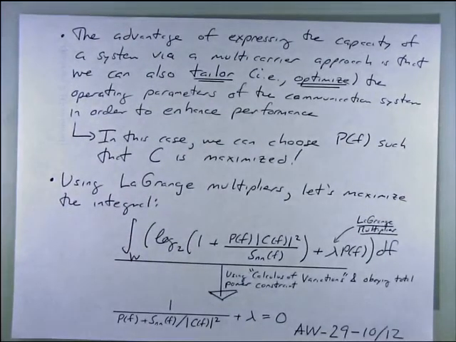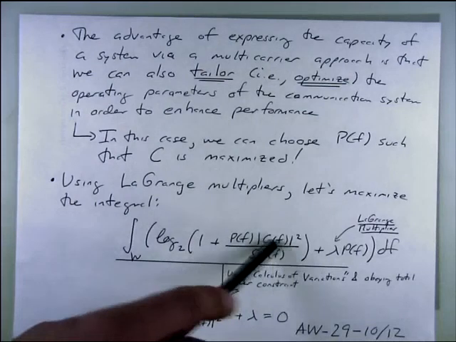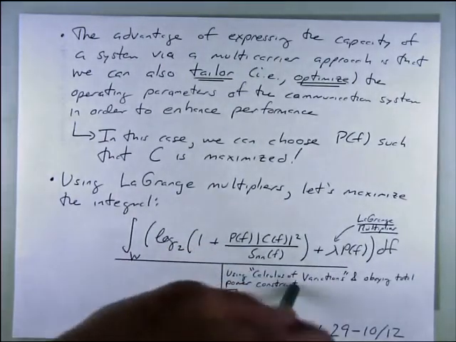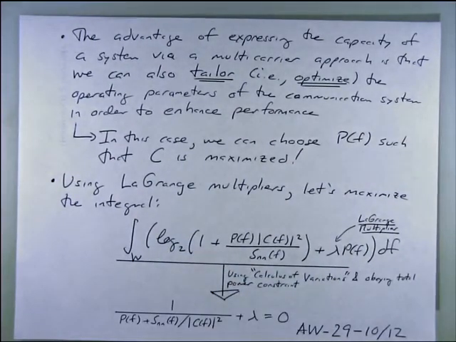What I want to find out is the optimal power. Let's say I have a channel C, and here's my noise power spectral density: what should my power be at all frequencies? I optimize it using Lagrange multipliers. That's this expression over here. You use something called calculus of variations. I'm not going to work through it because everyone's going to go to sleep if I do. If you do calculus of variations and obey the total power constraint, you get this result.